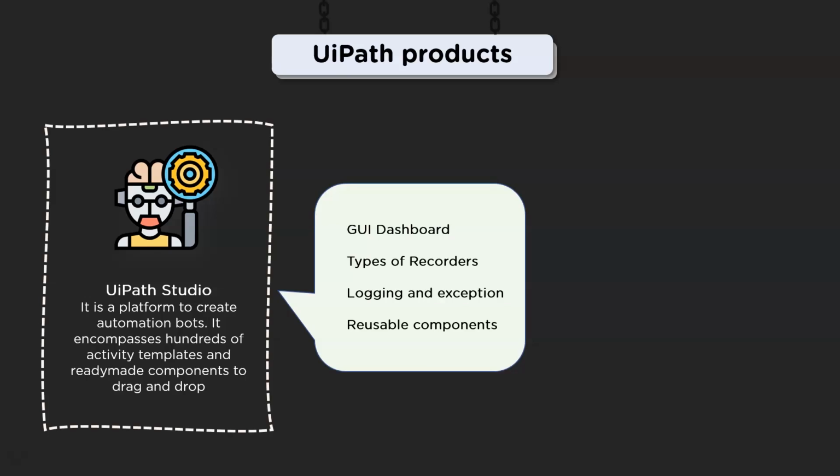It offers a visual dashboard with activities like send email, display message, and so on. Then we have types of recorders. UiPath Studio offers various types of recorders to record actions on multiple platforms. Then we have logging and exception handling. It offers various options for debugging and exception handling such as debug, open logs, slow step, etc. And finally, we have reusable components. The user can create reusable components to publish them together as libraries.